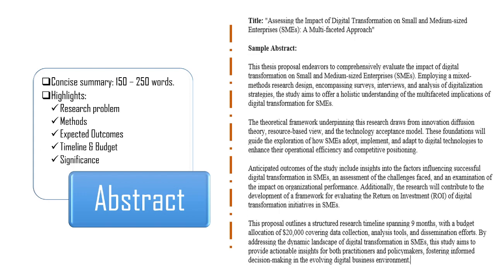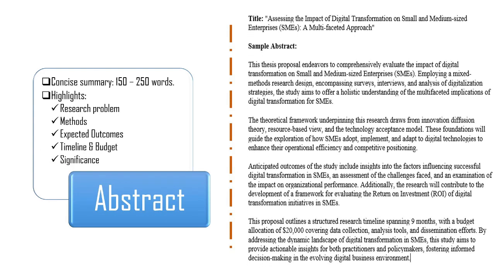Next, let's discuss how to write the abstract. This is a brief summary of the proposal, typically about 200 to 300 words. It should provide an overview of the research problem, objectives, methods, timeline, and significance.